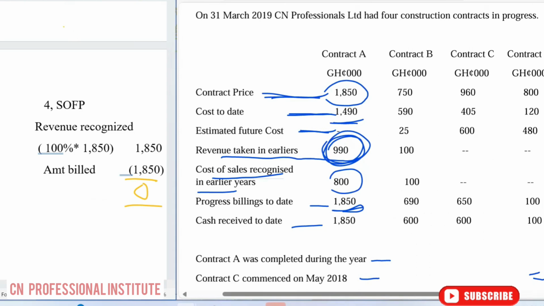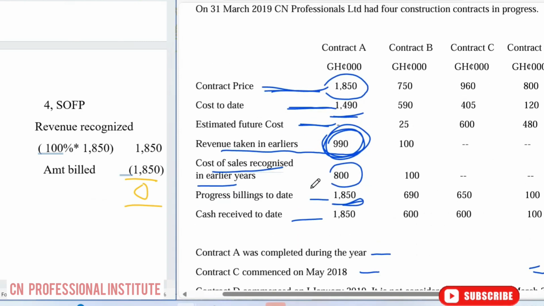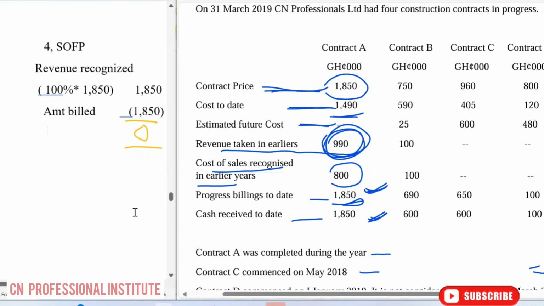And then here too, there will be no contract receivable or payable. Why? Because the amount billed is the same as the cash received. They are the same. So where amount billed is the same as cash received, there's no contract receivable or payable.